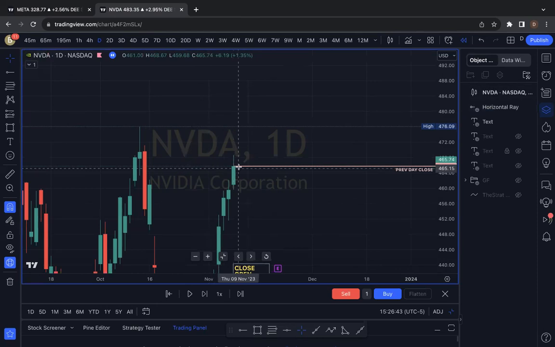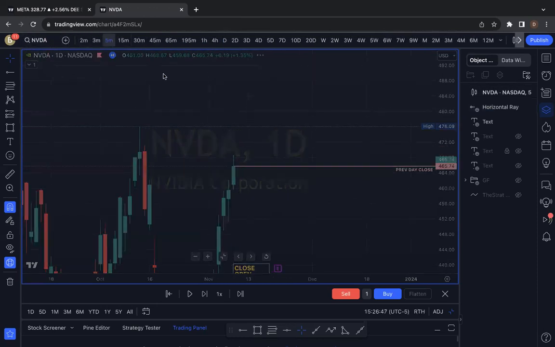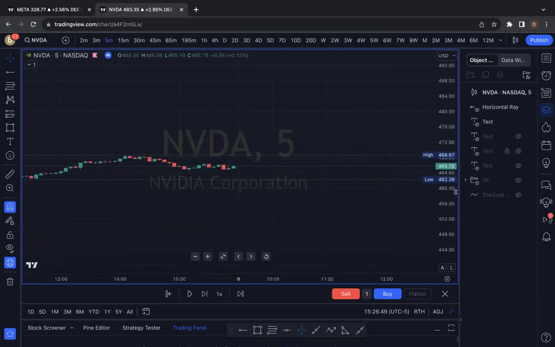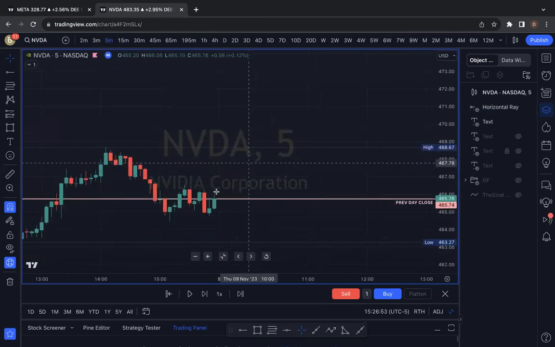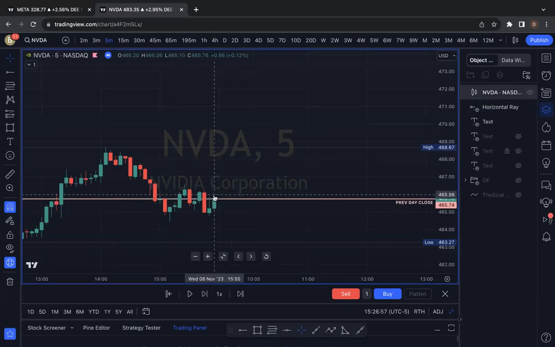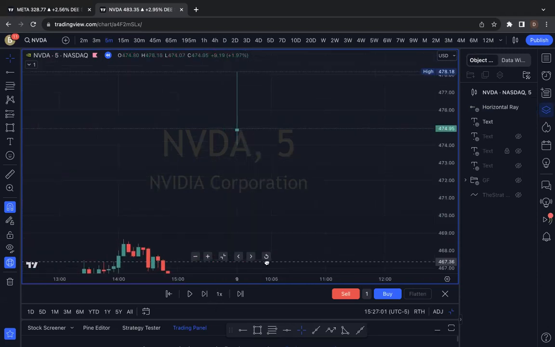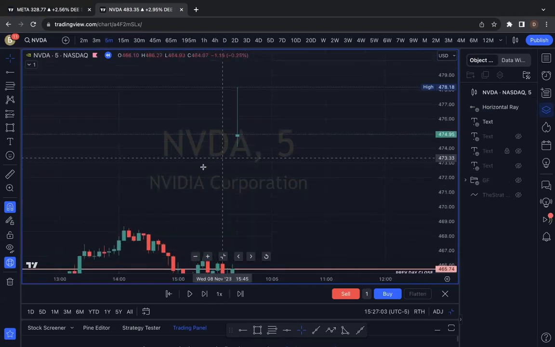So this is our previous day close. We're going to go to a smaller time frame. Even if it looks weird, just know that that's the previous day close, and we double check. So we know that that's the previous day close. Okay. So this is 15:55. This is the last 5 minutes of this day. So let's check what happens. So we gap up. Okay.